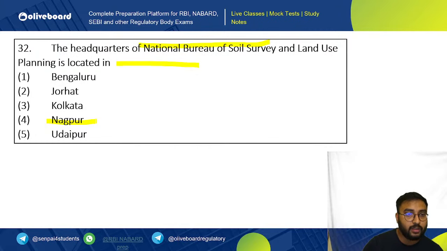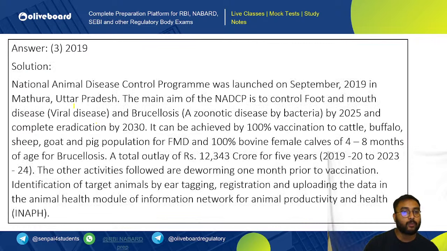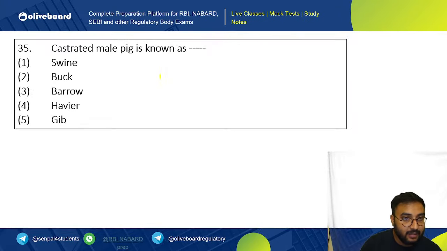So next question. National Animal Disease Control Program was launched in the year of dash: 2017, 2015, 2019, 2020, 2004. So the Animal Disease Control Program was launched in 2019. This is your correct answer. Which of the following breed is called the milk queen of goat world? Alpine, Anglo-Nubian, Saanen, Ganjam and Black Bengal. The answer here is Saanen.